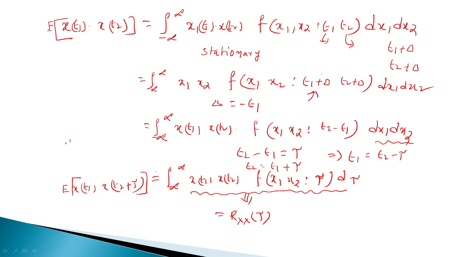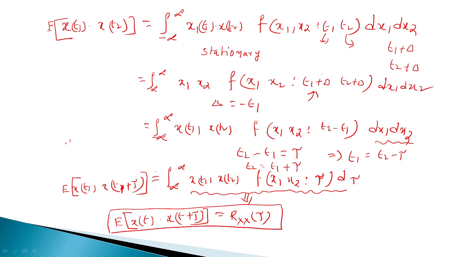Left side we can write. And again, if t1 equal to t, then I can write it finally as E of x of t into x of t plus tau. So this is an average of two signals, same signal but with different time slot. Average of the same signal with different time slots is called autocorrelation. So thank you. If you have any doubt, you can ask me.